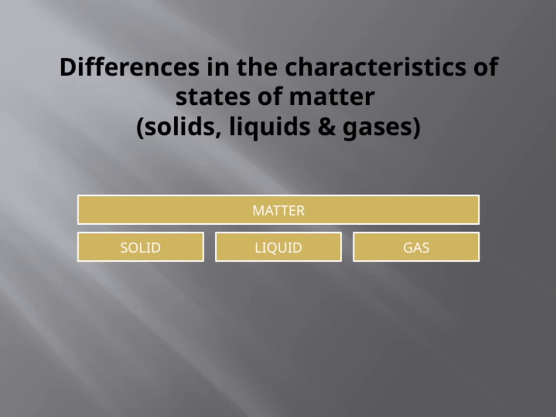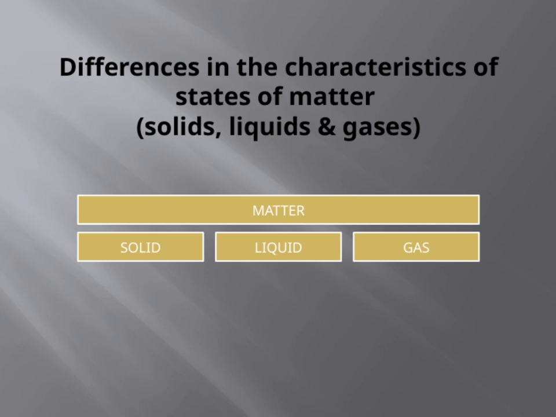Now, let's explore the differences in the characteristics of the states of matter: solids, liquids, and gases. These differences are fundamental to understanding how matter behaves in various environments. First, solids have a fixed shape and volume. Their particles are tightly packed together, which gives them that rigid structure. Because of this, solids don't easily change shape or volume unless you apply a lot of force.